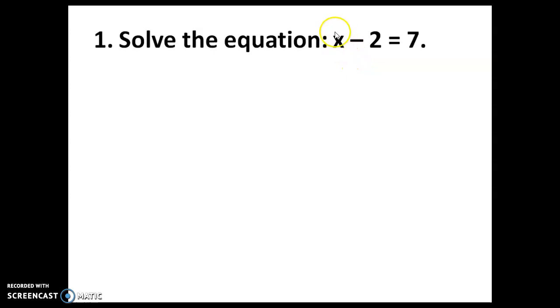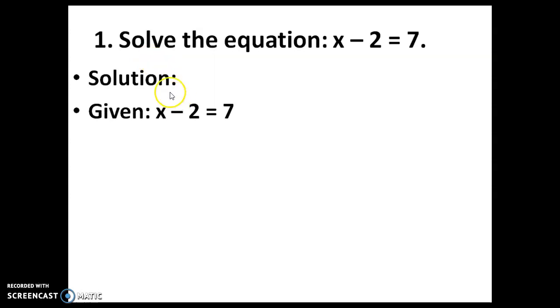We see that x is a variable and it is of power 1. Solution of the equation means to find the value of x. So x is a variable, and if we find the value of x, that's a solution of the equation. Let's start with the solution. Given x minus 2 equals 7.